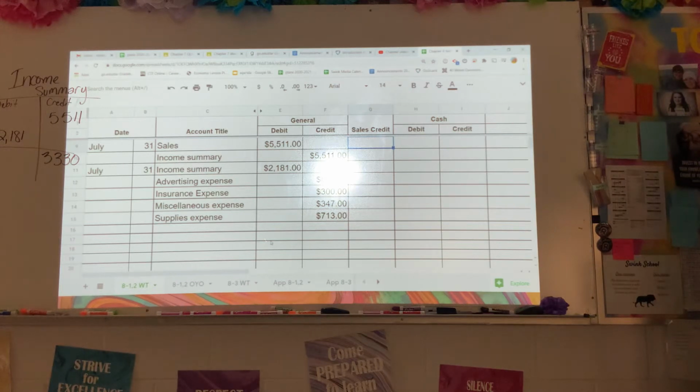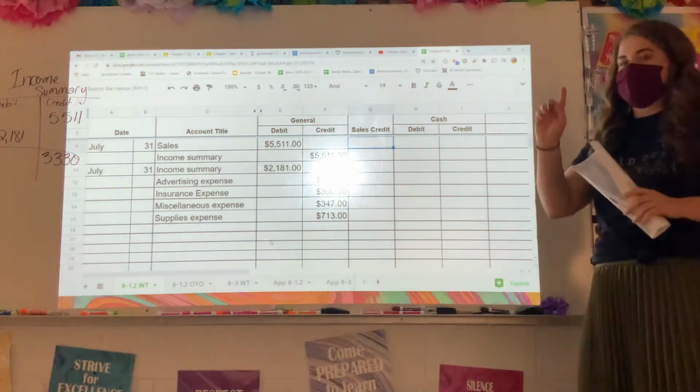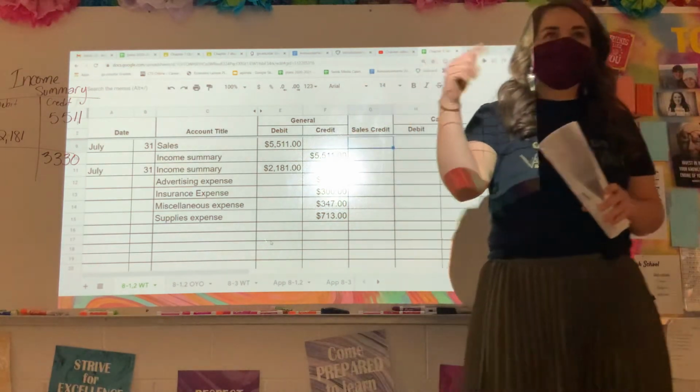Oh wait, we have one more. The last account that we need to get rid of is drawing. Okay? Drawing on our worksheet has a credit or a debit balance? Debit. Drawing has a debit balance. So to get rid of it, what do we need to do? Credit. Okay? So this is the very last one, closing entry for owner's drawing account. We are going to credit drawing and debit what?